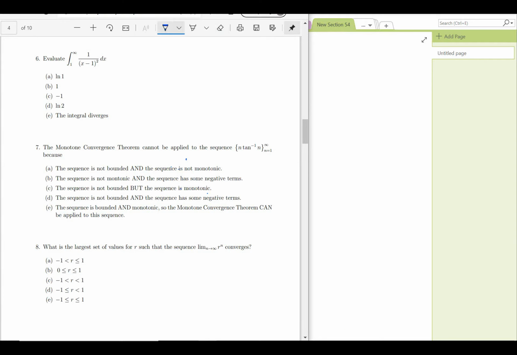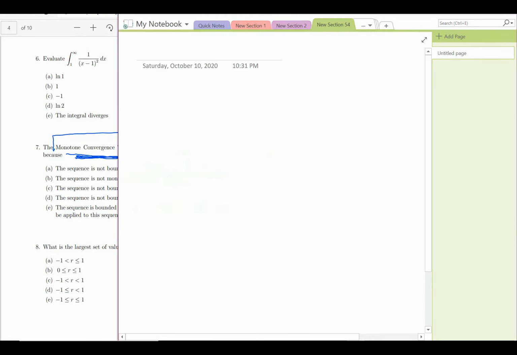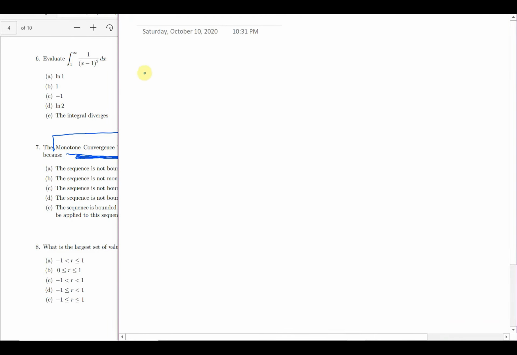For this particular problem, the key is you need to know the monotonic convergent theorem definition before proceeding. It states the monotonic convergent theorem cannot be applied to the sequence n inverse tan n, n equals 1 to infinity, because, so there's two things. We need to know what this represents as a function, and we need to know what the monotonic convergent theorem states.